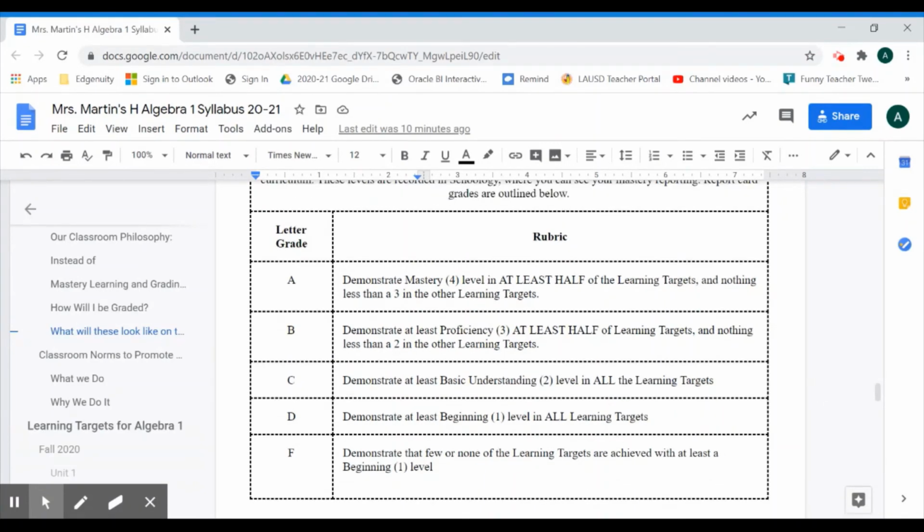Now, the way you might be able to see your letter grade, because it's going to look a little bit different in Schoology, is by looking at your Mastery tab in the Schoology page. Again, I'll have another video detailing more about that when we get there.